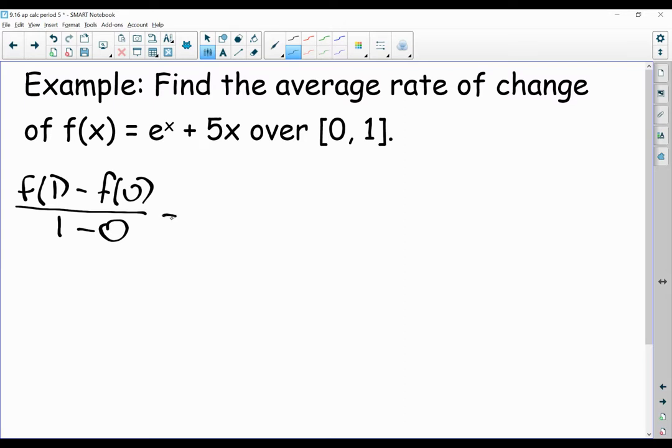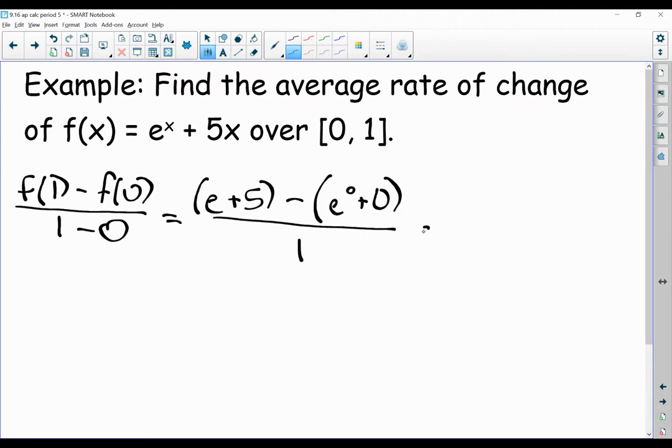So now I'm just going to plug 1 into my function. So I get e plus 5 minus, now I'm going to plug in 0. So e to the 0 plus 0. Be careful here because e to the 0 is not 0. e to the 0 is 1. So I end up getting e plus 5 minus 1 over 1, which is just e plus 4. And I'm just going to leave my answer.